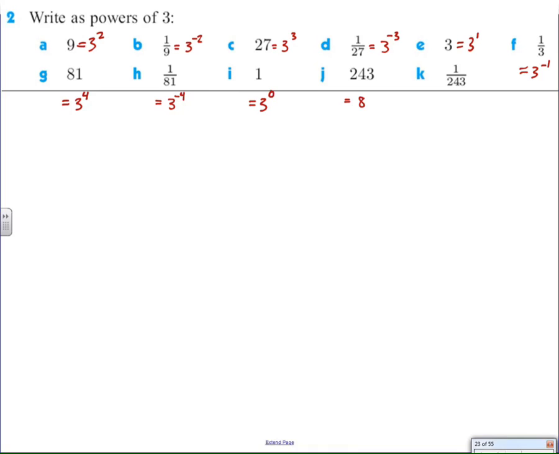So hopefully you start to catch a pattern here. 1 as a power of 3 is 3 to the 0. 243 is 81 times 3, so that's where I got 3 to the 5th from, and then 1 over 243 is 3 to the negative 5th. So you start to see a pattern as to how we work with negative exponents and powers.